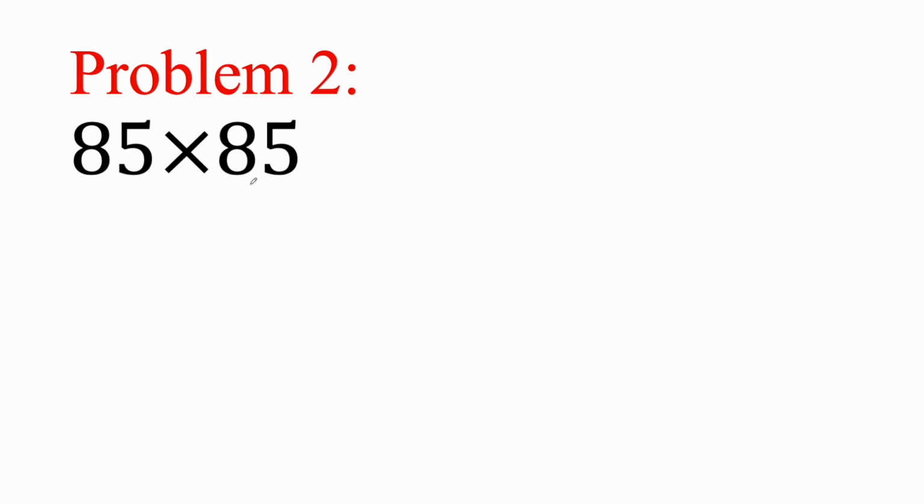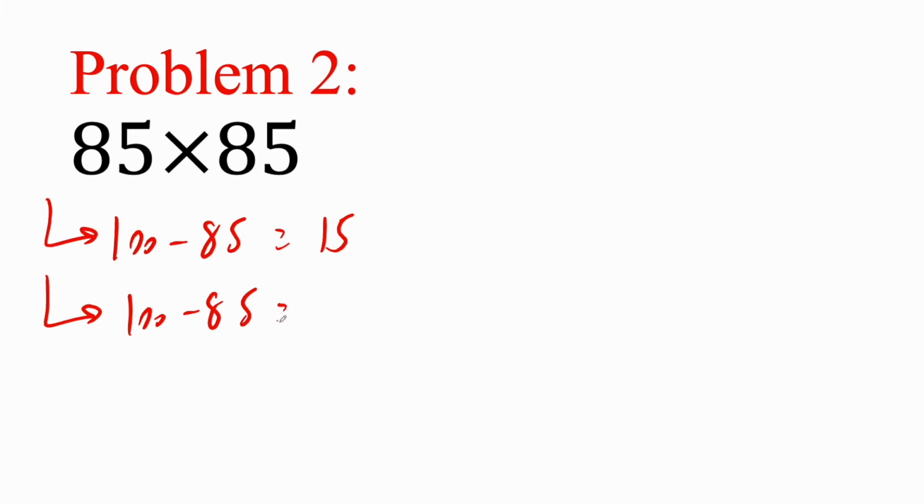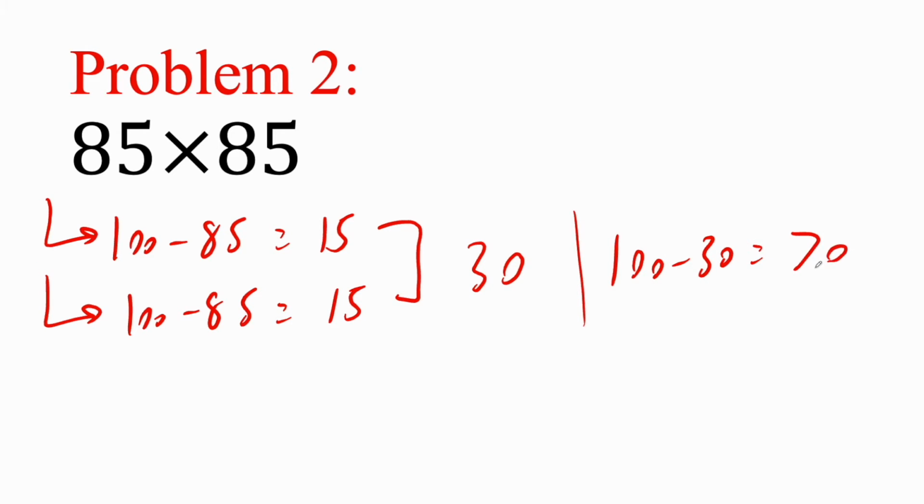Now we have 85 times 85. So same strategy, we're going to use 100 minus 85, we get 15. Same thing, 100 minus 85, of course, is the same, we get 15. If we add 15 plus 15, we get 30. And 100 minus 30 is 70. That's an important number. And if we do 15 times 15, we'll get 225.